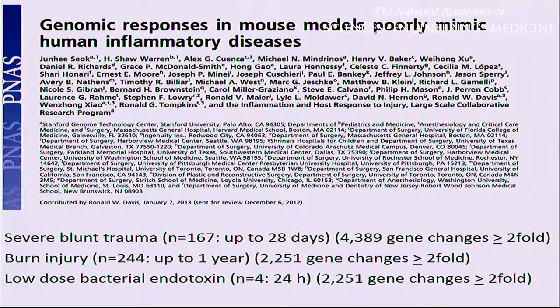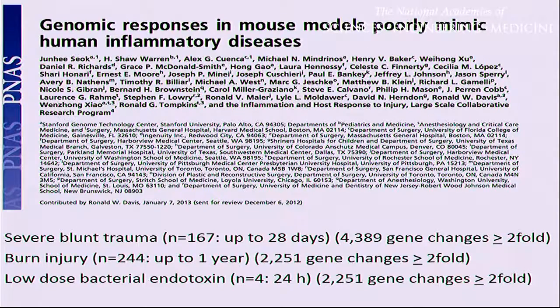As you can imagine, if you do this kind of study, there's a lot of complexity around doing these human measurements: the demographics, severity of injury, clinical outcomes, and time to recovery. So these studies were quite complex. For severe blunt trauma, 167 patients were followed with serial blood draws, and leukocytes were assessed up to 28 days, and then the transcriptomic signature was determined.